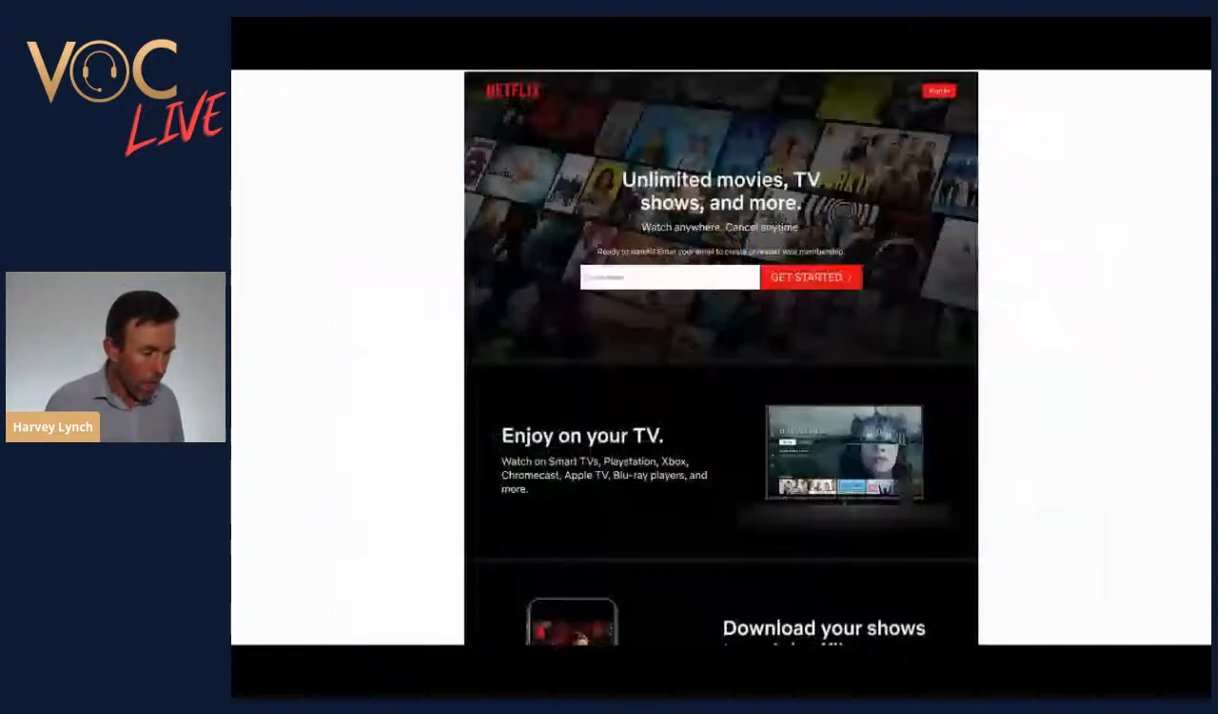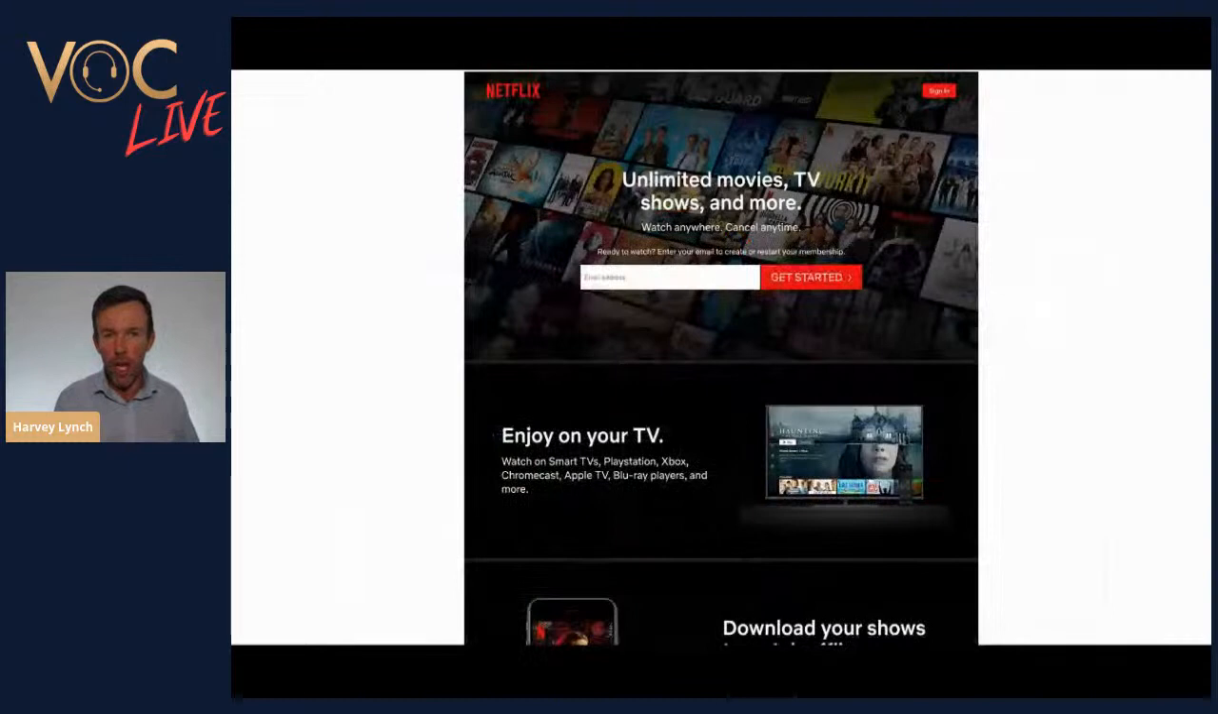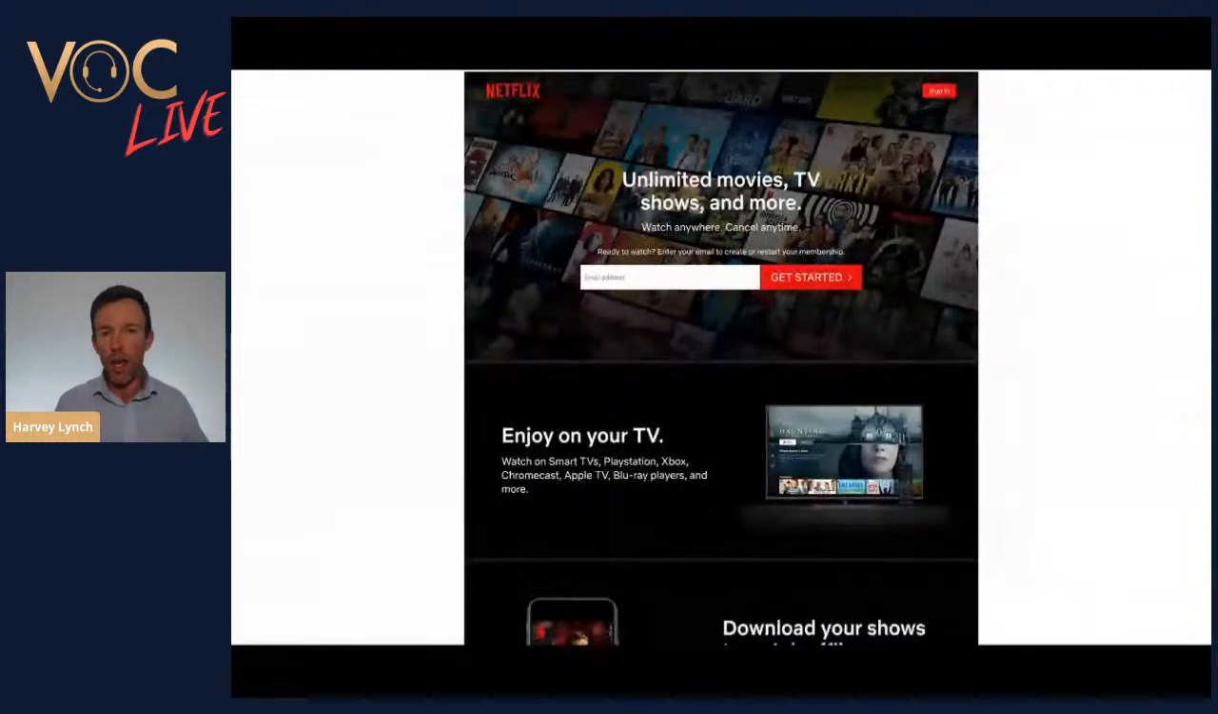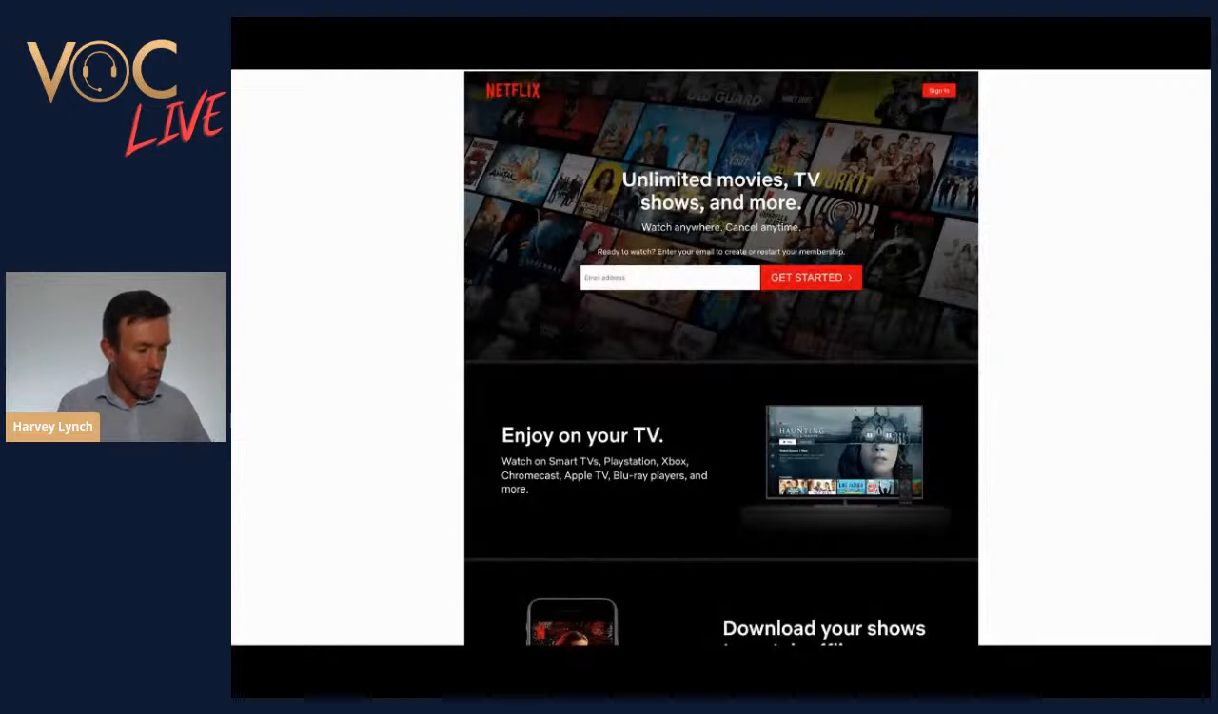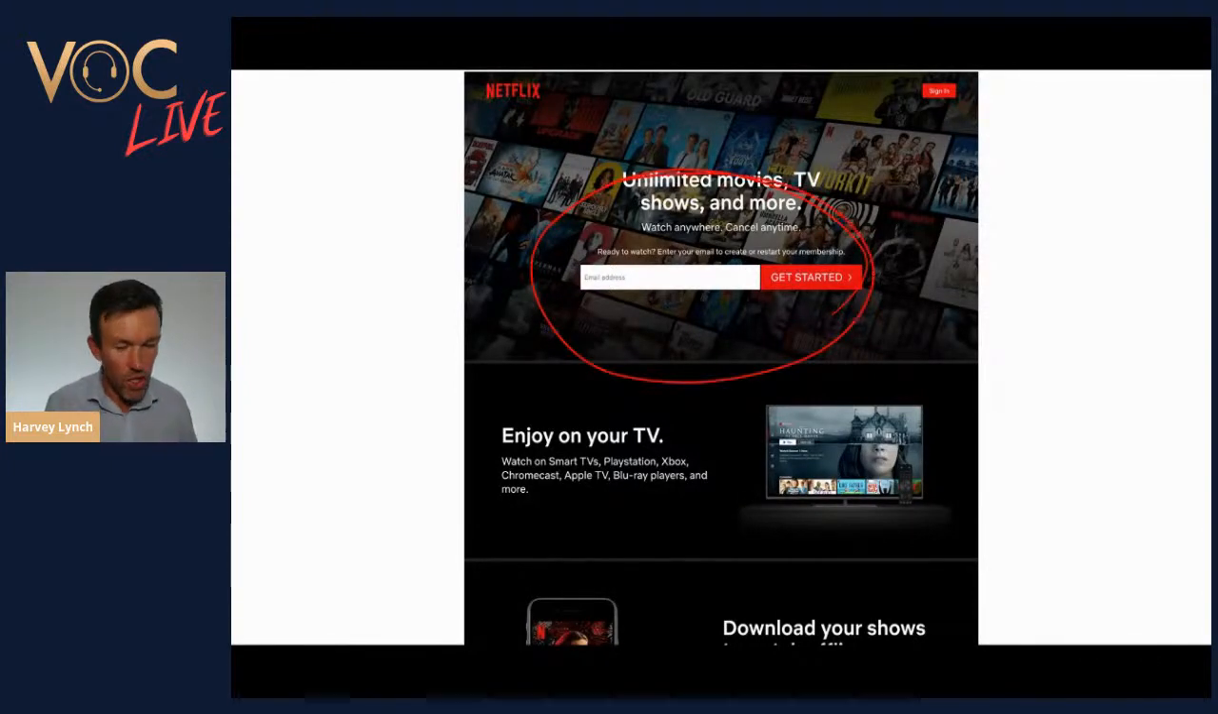So here are some examples of landing pages. Here we have a landing page of Netflix. You can see its specific intent is to deliver some information about unlimited movies, TV shows, and more. To get you to the next step, you enter your email there, where they can then follow up with you and send more information that you've requested getting to that site.